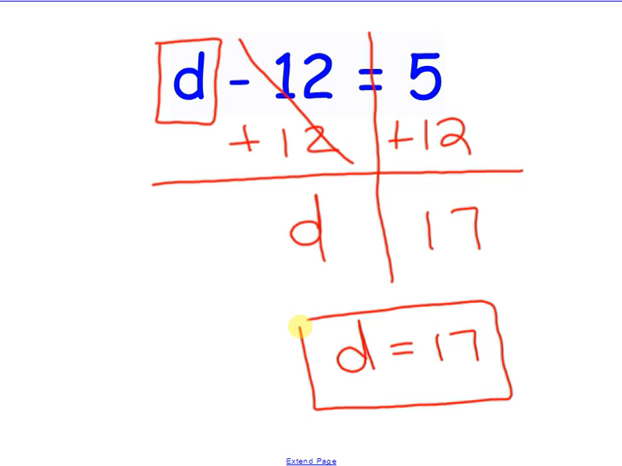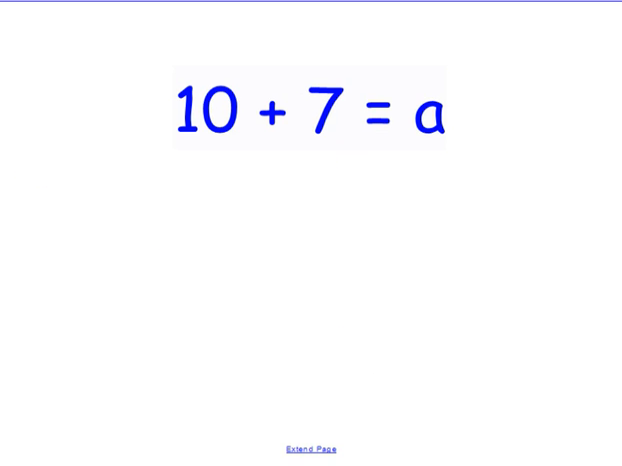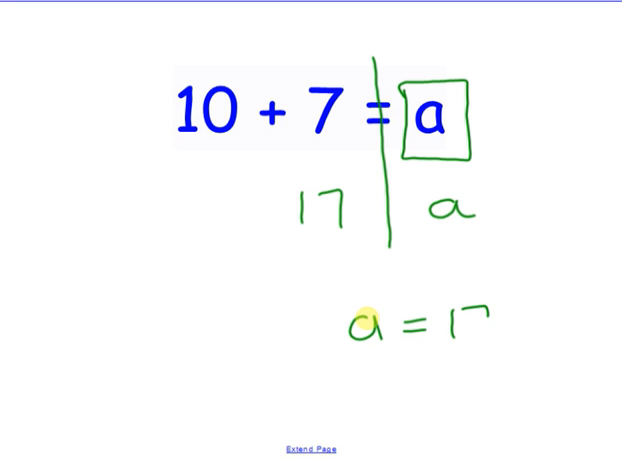It may feel really weird at first, but you're going to get the hang of it. Okay, let's try another example. 10 plus 7 equals A. So find your variable. He's over here. Put a box around it. Okay, now what constant is attached to the variable? Well, here's our equal sign. There's no one attached to it. So you just solve the problem over here. 10 plus 7 is 17. Bring down your A. A equals 17.